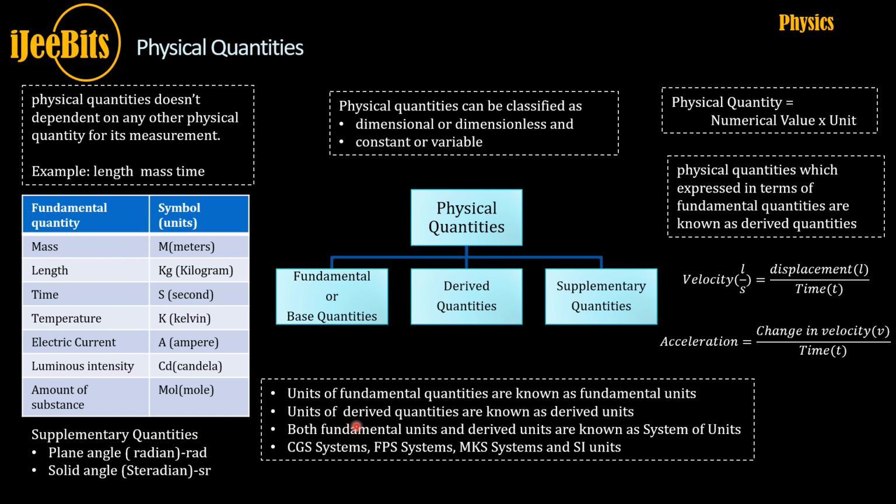When we talk about units, units of fundamental quantities are fundamental units, and units of derived quantities are known as derived units. Both fundamental units and derived units together are known as a system of units. So we have the CGS system, FPS system, MKS system, and SI system, which we can look at in more detail later.